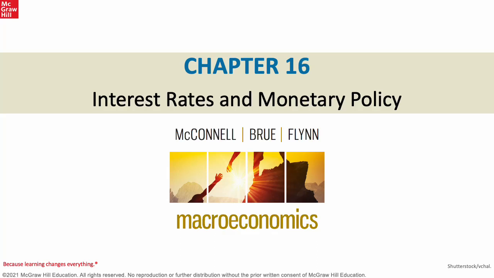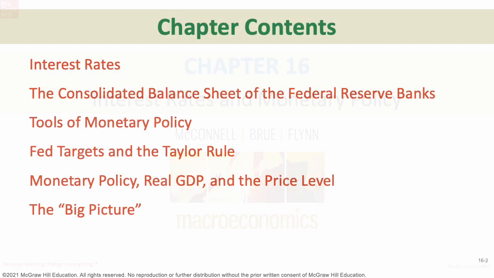Hello everybody, and this is going to take us to our last chapter. Now we're going to look at monetary policy. So we looked at fiscal policy, which is what the government can do, and now we're going to look at monetary policy, which in our country is what the Federal Reserve can do. So we're going to look at interest rates, the balance sheet of Federal Reserve banks, what are some of the tools of monetary policy, Fed targets and the Taylor rule, how does monetary policy work, and what's our big picture.